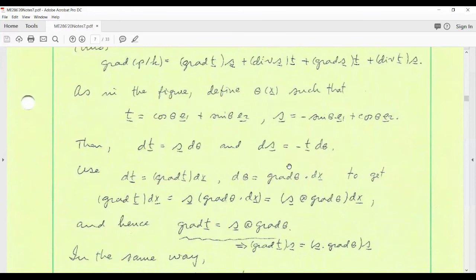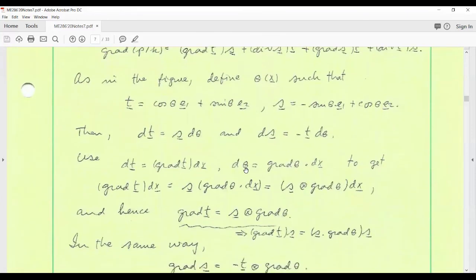Okay. So let's see. Grad t dx then is dt, which is s d theta, but d theta, the chain rule, is grad theta dot dx. Grad theta is a vector. Right?